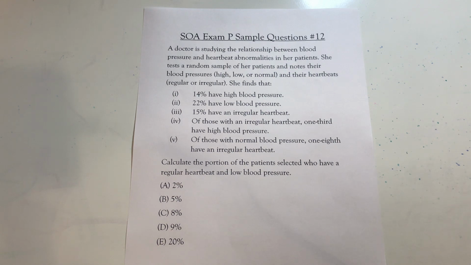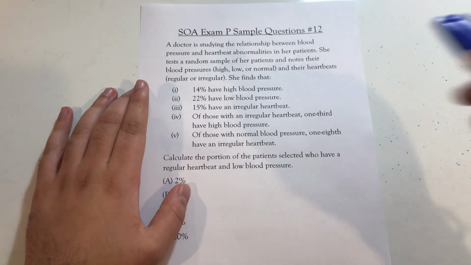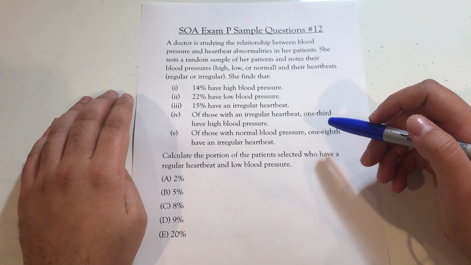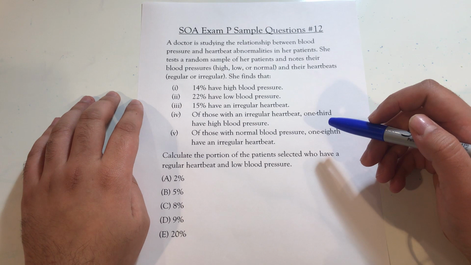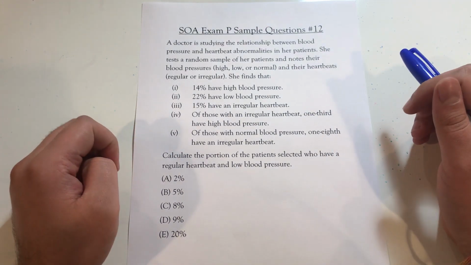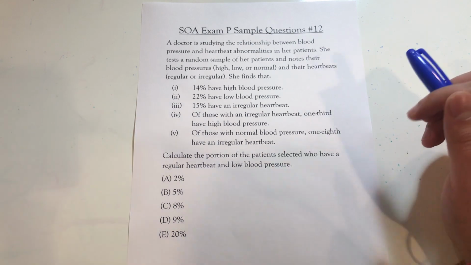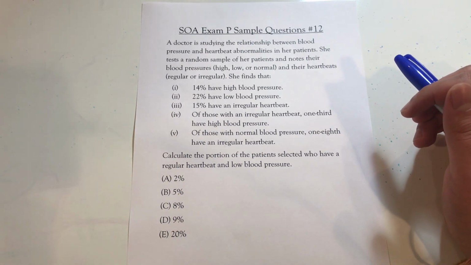14% have high blood pressure, 22% have low, 15% have an irregular heartbeat. Of those with an irregular heartbeat, 1/3 of them have high blood pressure. Lastly, of those with a normal blood pressure, 1/8 have an irregular heartbeat. We want to calculate the portion of patients selected who have a regular heartbeat and low blood pressure.